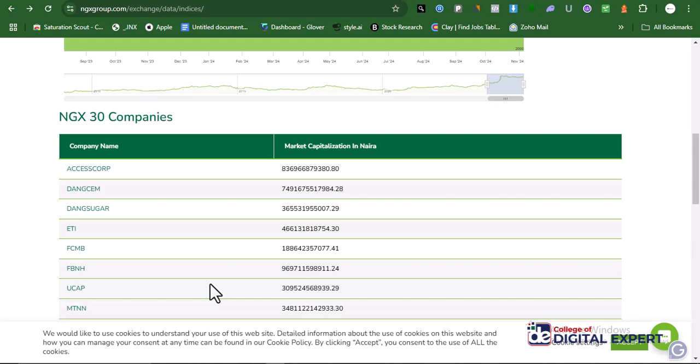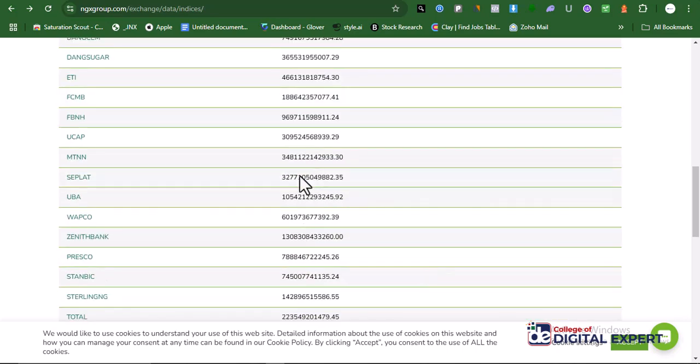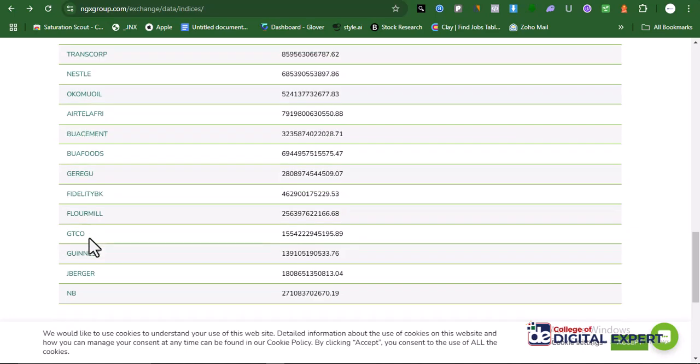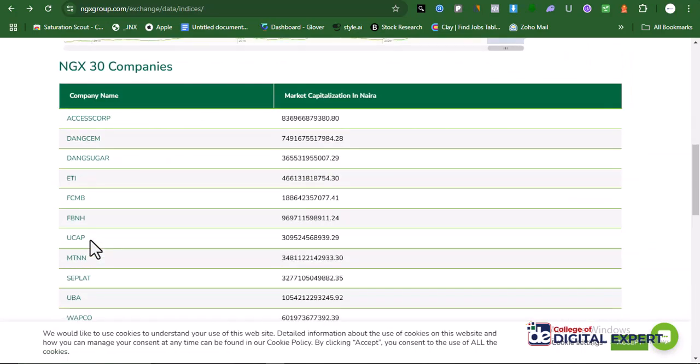NGX 30 companies. You can see Access Corporation, Dangote Cement, Dangote Sugar. You can see ETI, that's EcoBank, I think so. You can see FCMB. You can see FBNH, that's First Bank. You can see UCAP, MTN, Seplat, UBA, WAPCO, Zenith Bank, Presco, Stanbic, Sterling, Total, Transcorp. A lot of them, they are 30. Now, these are the top 30 organizations in Nigeria with high market capitalization. So these are gathered together.